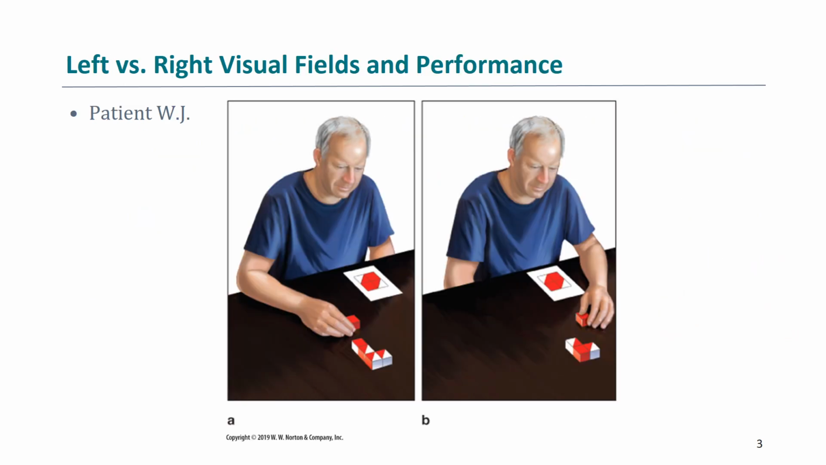Okay, so this is our famous patient, WJ. He has a split brain because he used to have seizures, and the doctors performed a split of the brain. Let's say this is one hemisphere, and this is another hemisphere. This is the right side. This is the left side. They are both connected by something called the corpus callosum in the middle.